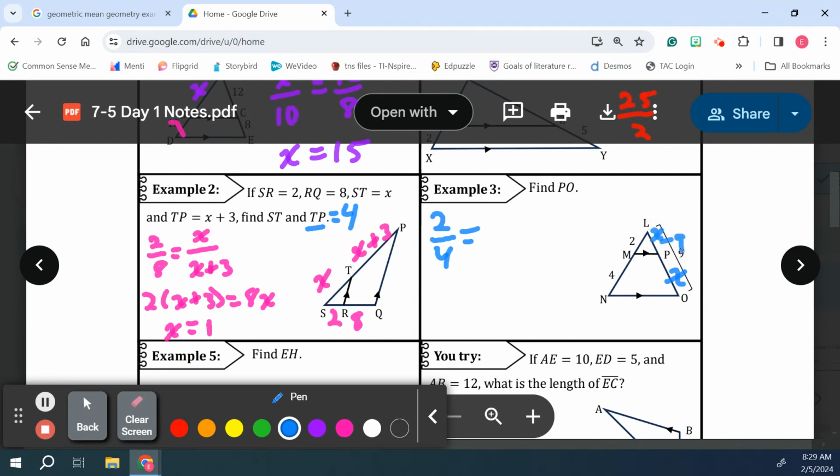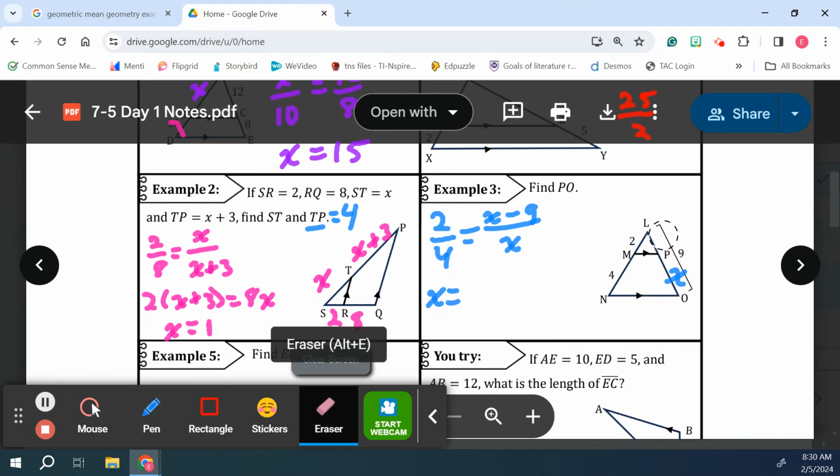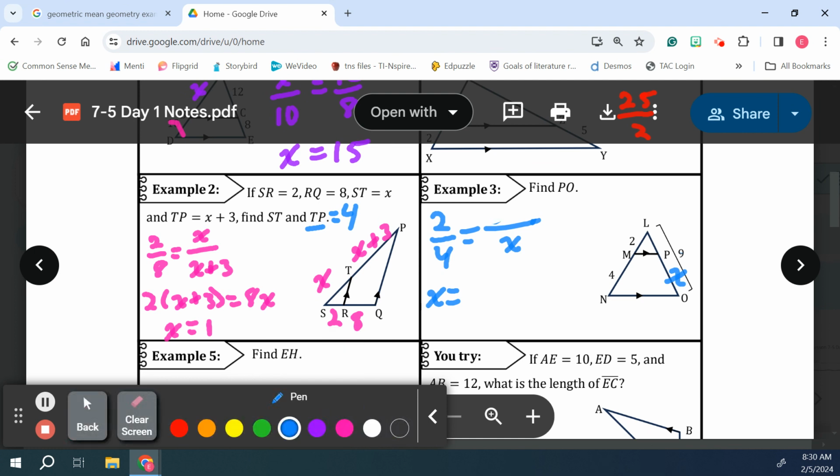All right, so here I'm going to have X minus 9 over X. I want you guys to solve from there. Let me know, what does X equal? Oh, wait, Izzy, you were right. It's 9 minus X. Whoopsie, sorry. Yeah, you're right. I made a mistake. Let me fix that. There we go. It's supposed to be 9 minus X. My fault.